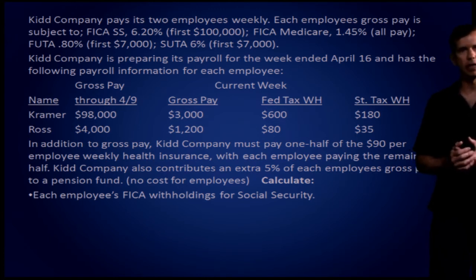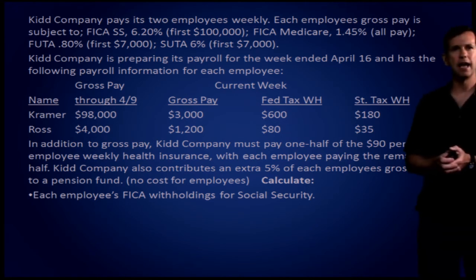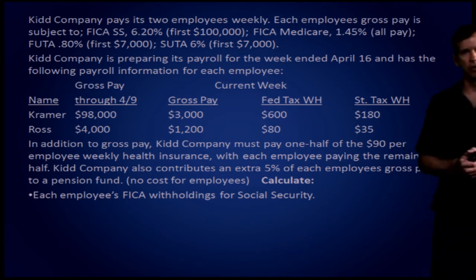So looking at Kramer there, I'd like to have Kramer's job. He has made $98,000 through April 9th. That's January 1st through April 9th. That's not too bad. This week he made another $3,000. So because of that $100,000 ceiling, only $2,000 of Kramer's pay is subject to that 6.2%. Looking at Ross, he has only made $4,000 through April 9th, and made $1,200 this week, the 9th through the 16th. So all of Ross's pay for this week is subject to the full 6.2%.